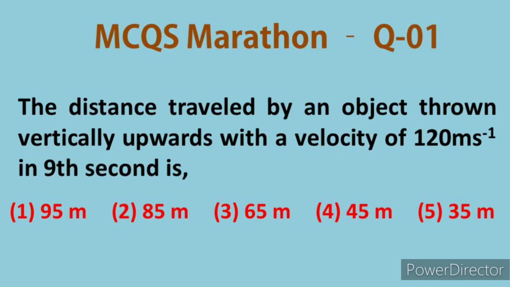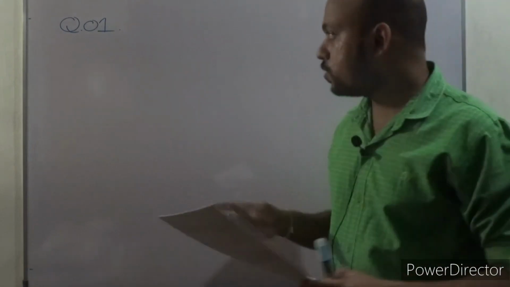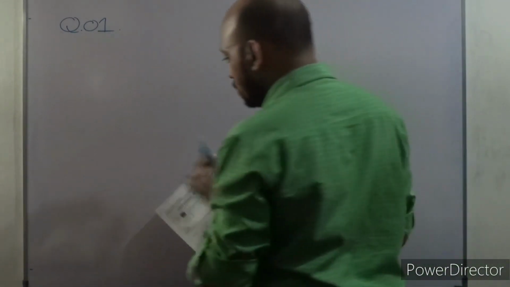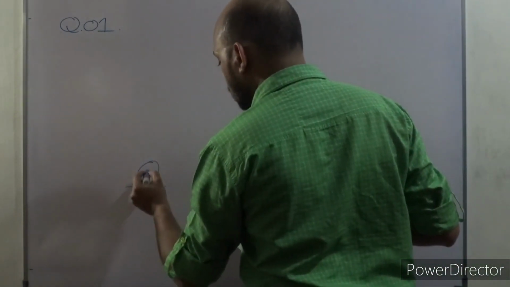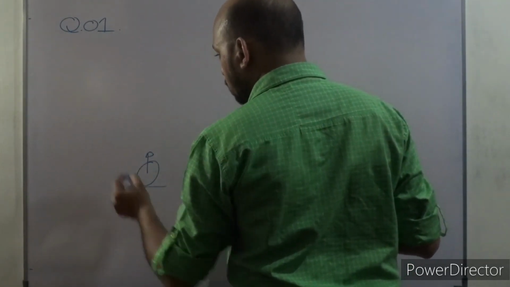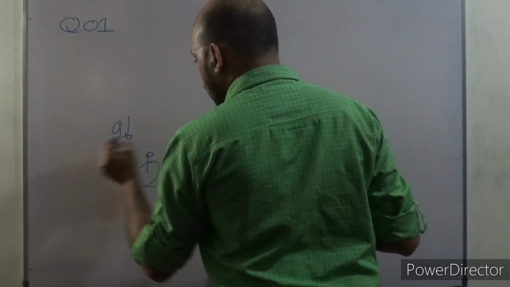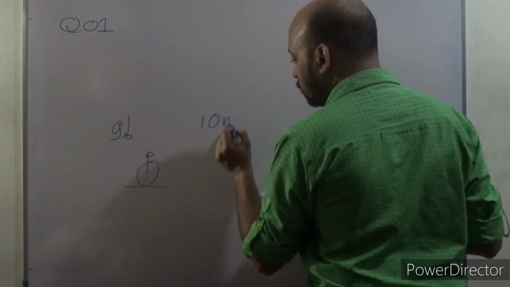Number 1. The distance traveled by an object thrown vertically upwards with a velocity of 120 meters per second in the 9th second is... Here we know the object is thrown vertically upward, so it is under gravity. If an object is projected upward with a certain velocity, it travels under gravity. The value of gravitational acceleration we know is 10 meters per square second.